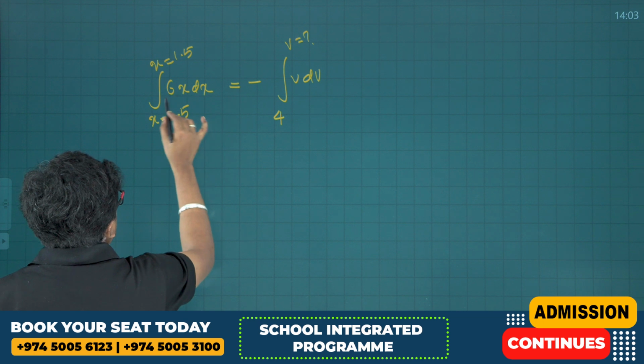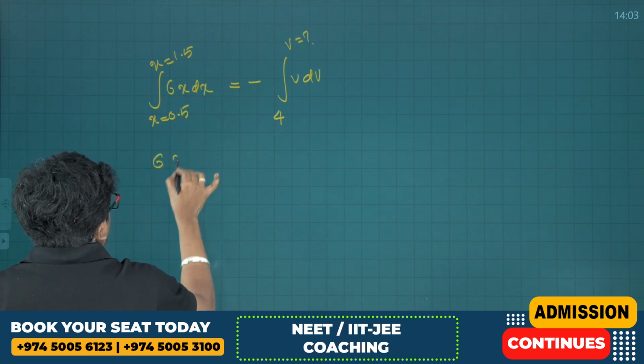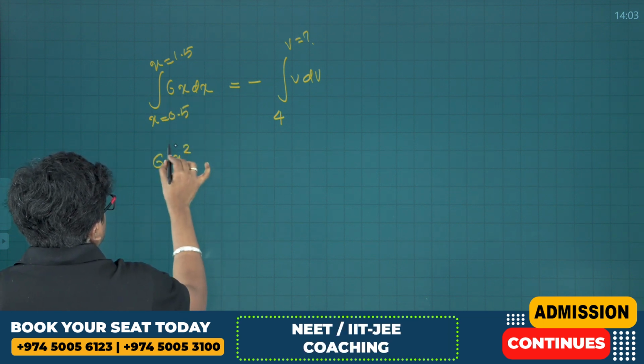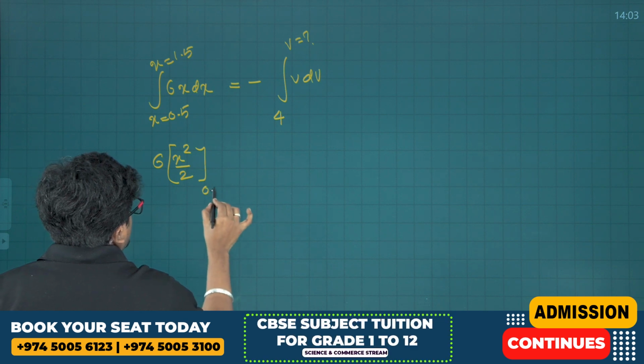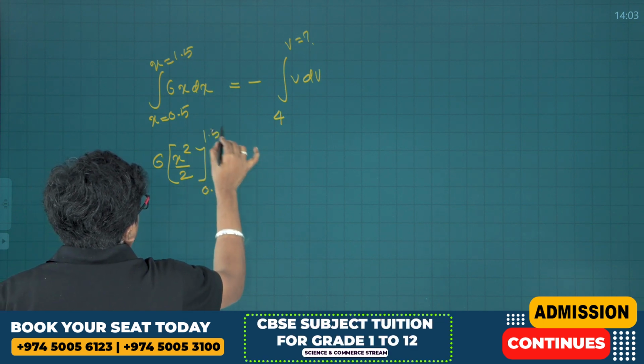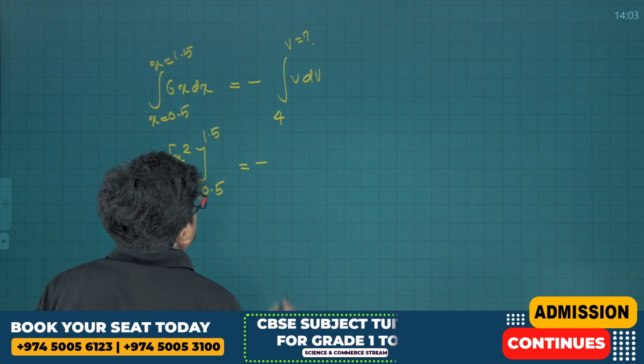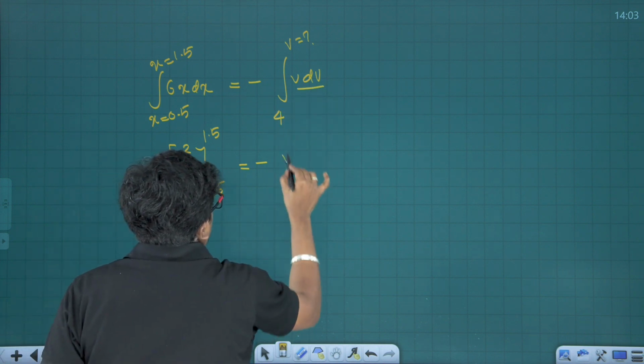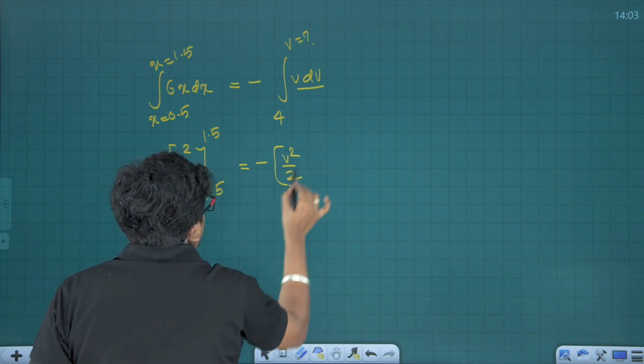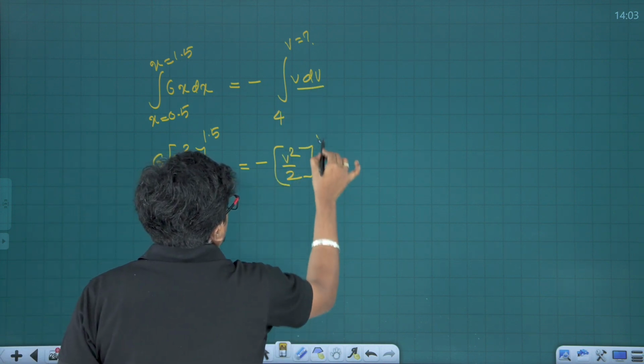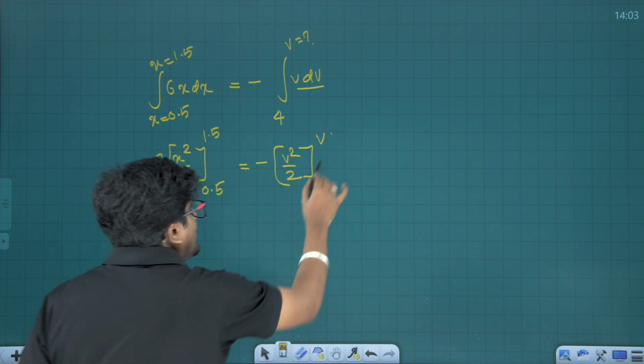So here this is going to be 6 into x square by 2 between the limit 0.5 to 1.5. That's going to be minus of v square by 2 between the limit 4 to capital V. And this is what we need to find out.